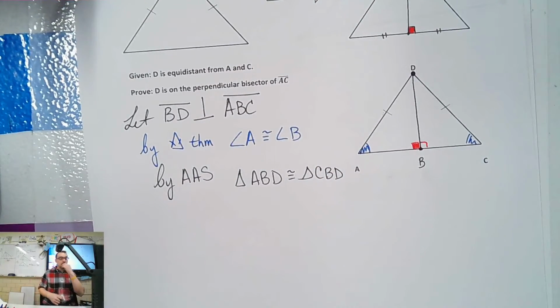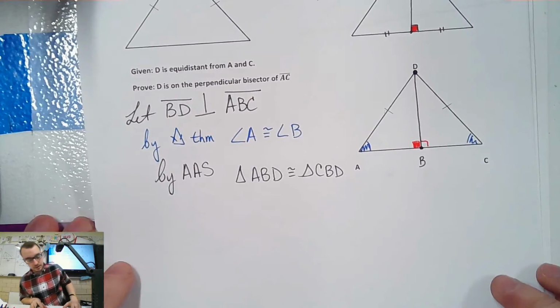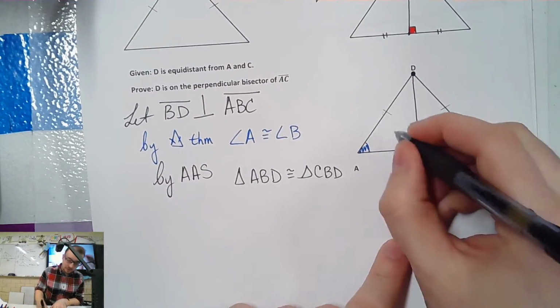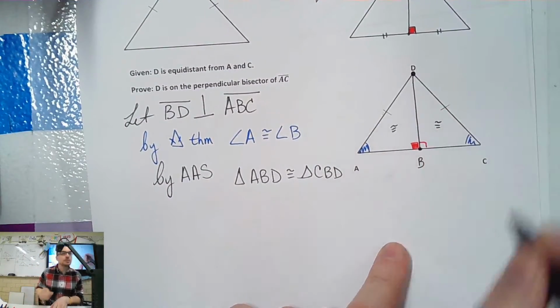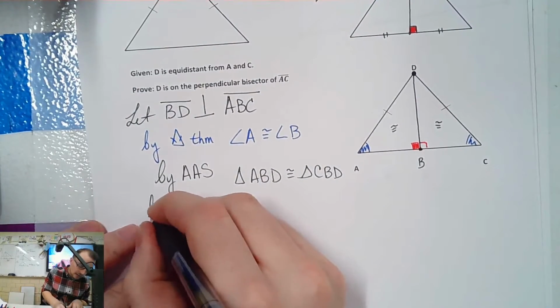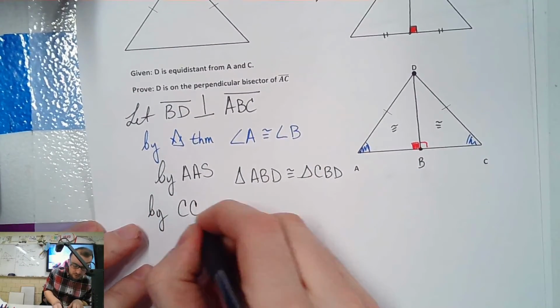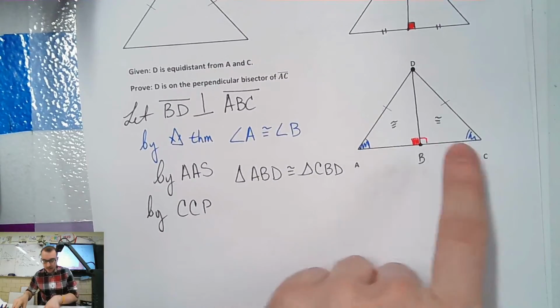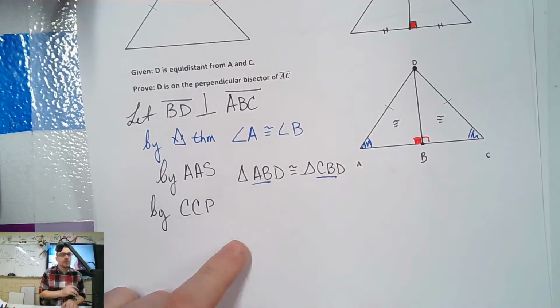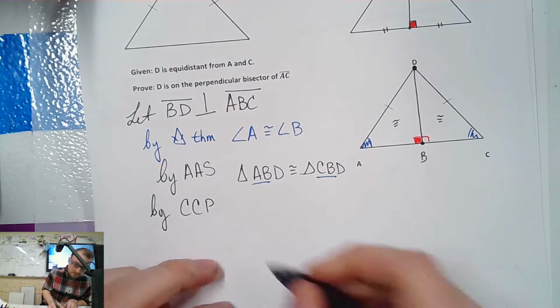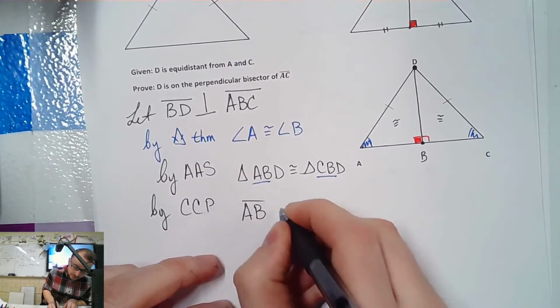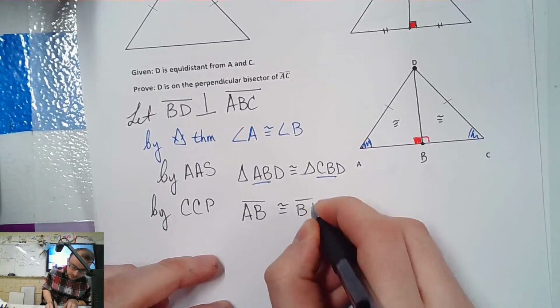We don't know B is the midpoint. We're going to prove that it is, right? This is going to help with my other test, I think. So, angle, side, these triangles are congruent. And if they're congruent, shouldn't their parts be congruent? Yes. So what do I do? By CCP, corresponding congruent parts, AB and BC. Are they corresponding? Yep. So AB is congruent to BC.